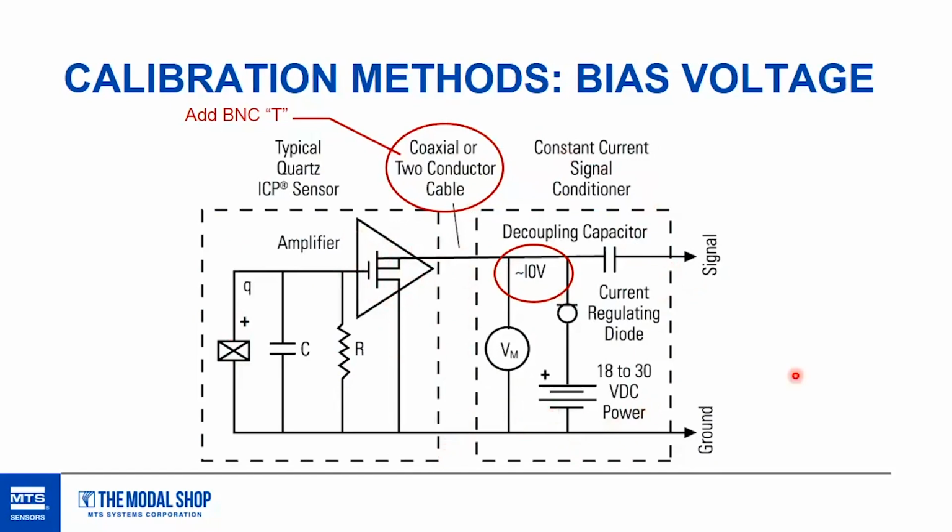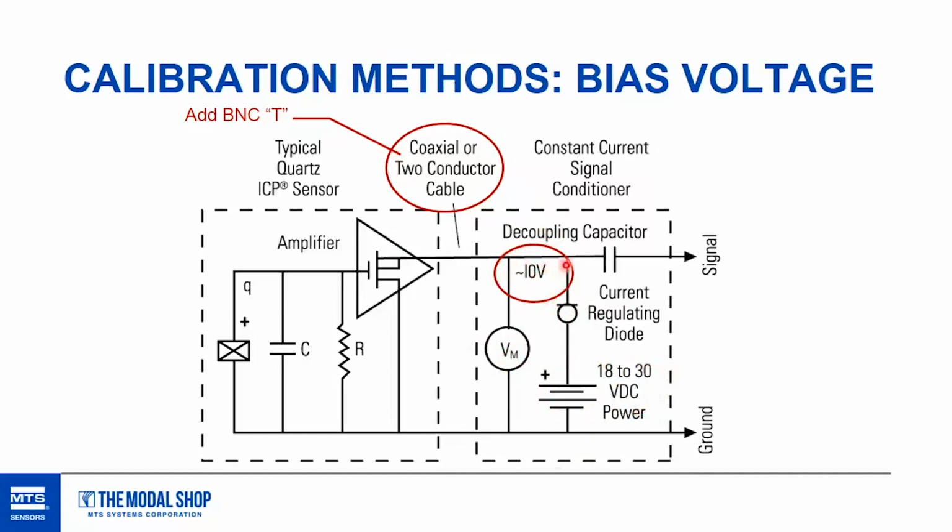And what this signal conditioner is doing is applying some constant current with a current regulating diode, and it has some voltage power supply, usually between 18 and 30 volts. 24 is pretty common that you'll see on most ICP signal conditioners. And you have a VM here, just a voltmeter. It's measuring across the input side of that signal conditioner. And what you can measure there, the thing that's circled, is approximately 10 volts.